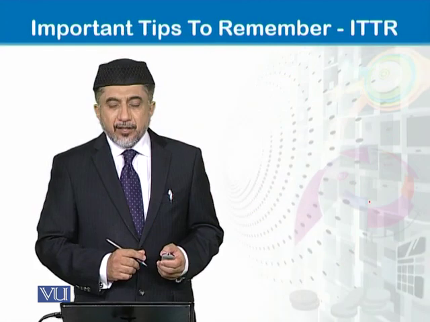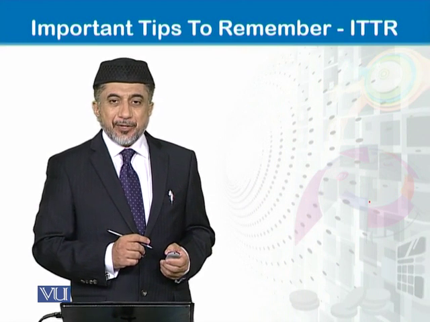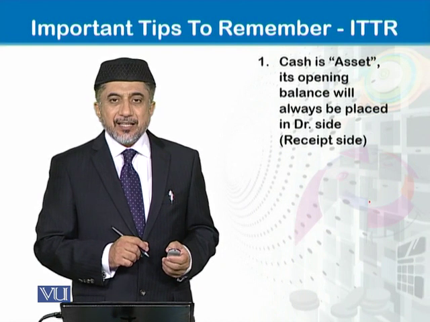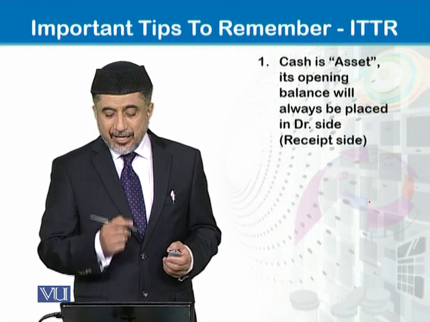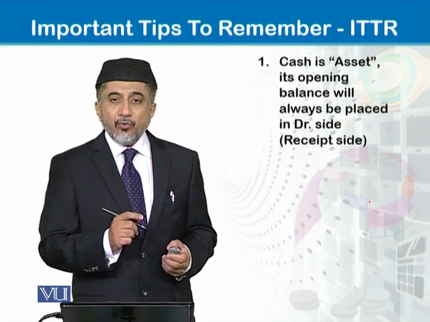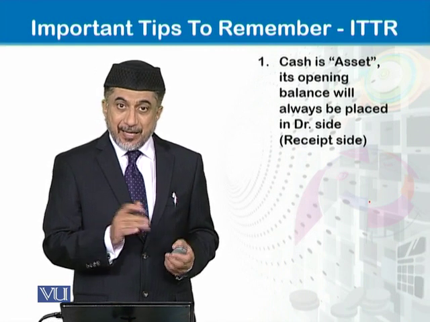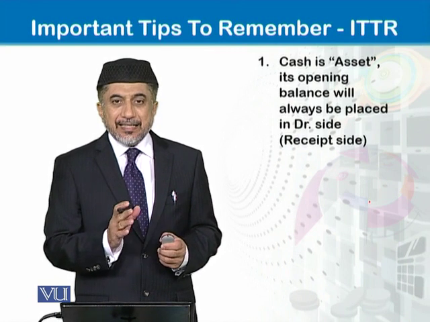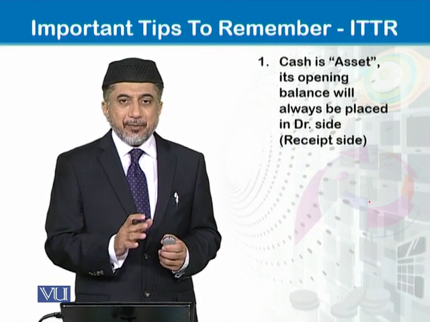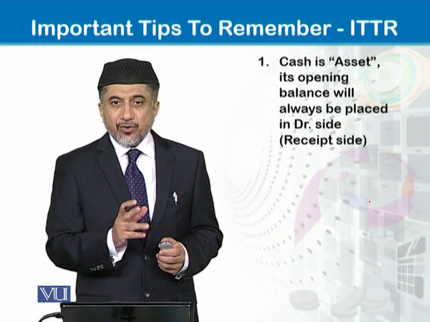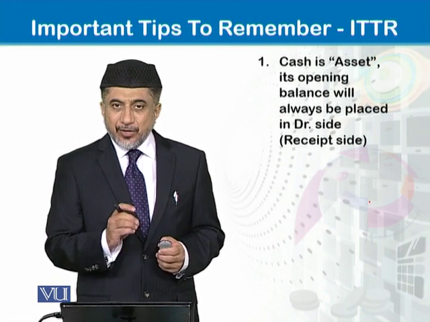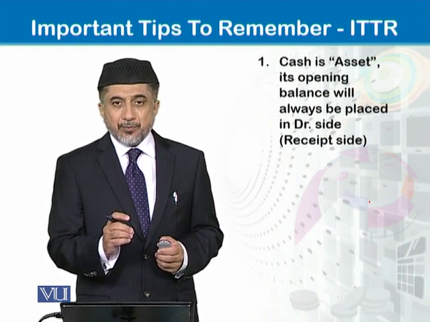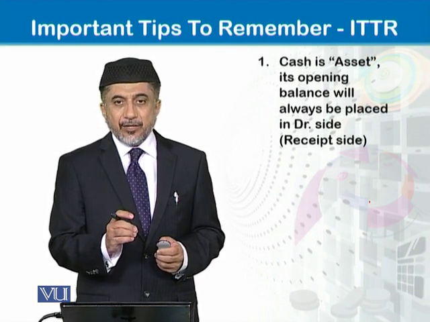119,000. So the important tips to remember in this module are: cash is an asset and its opening balance will always be placed in the debit side of the cash book. Remember, receipt side is the debit side. Left hand side is always debit side. So we have to put the opening balance of the cash book in the receipt side, which is the debit side.